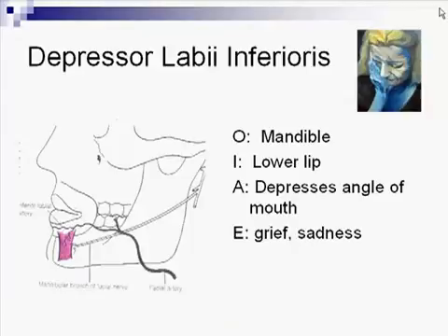So, now think about Depressor Labii Inferioris. This would depress the lower lip. This is a superficial muscle. Its origin is in the mandible, insertion is the lower lip.